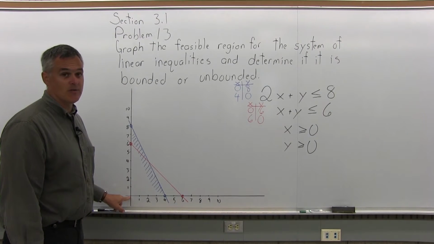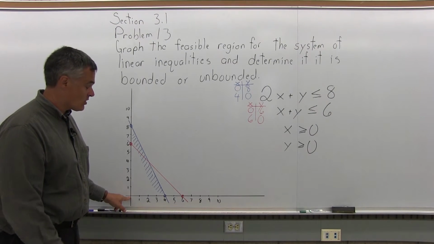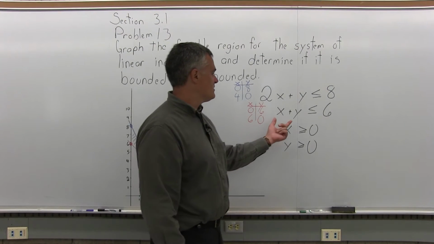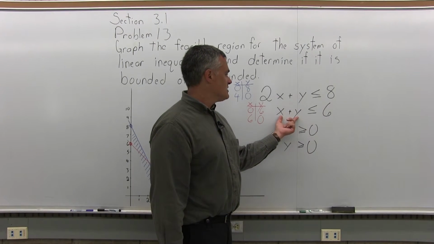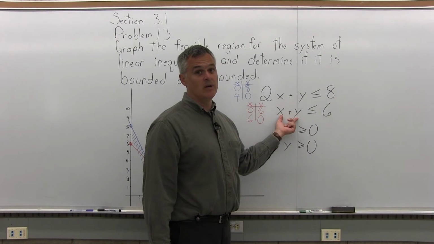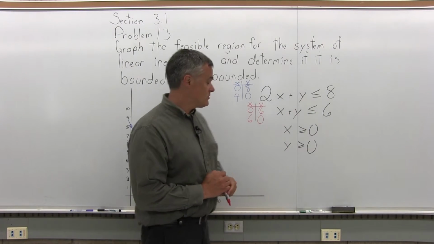I always say use 0, 0 if you can. 0, 0 is down here in the corner. It's not on the line. So I'll use a test point that has an x coordinate of 0 and a y coordinate of 0. When I put those values into my linear inequality, x is 0, y is 0, I have the result 0 is less than 6, which is certainly true.